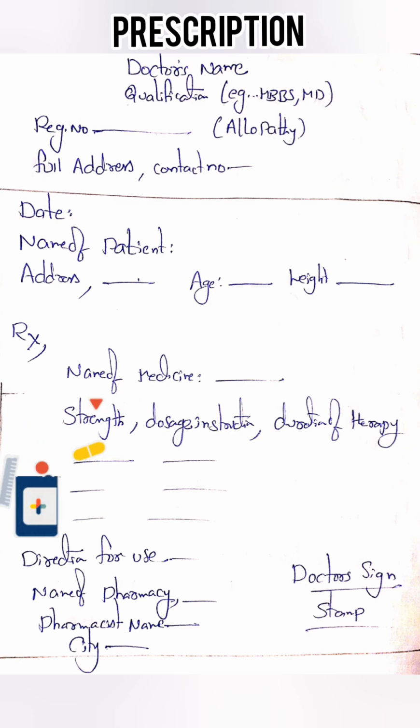After that mention the RX and then the names of the medicines which need to be prescribed for the patient regarding his disease. After that the strength, dosage instructions, duration of therapy, like that we will mention, and then the directions for the use. If there are any directions for the use, they need to be mentioned also, and then the name of the pharmacy, pharmacist name, city, like that at the end we will present. After that the doctor's sign and stamp are highly needed to make it a legal document.